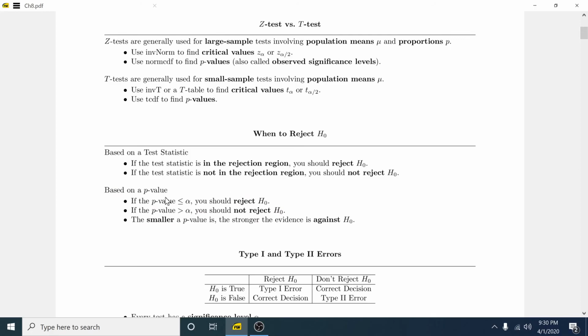By the way, this is a really good opportunity to talk about what a p-value means. You notice this says if p-value is less than or equal to alpha, we reject H0. Now, keep in mind, alpha is a small number. Alpha is like 0.05. So if p-value is less than or equal to alpha, that means it's small. And when we have a small p-value, we reject H0. In other words, small p-values are evidence against H0. And actually, the smaller the p-value is, the stronger the evidence is against H0. And that's really a good way to interpret what a p-value is telling you.